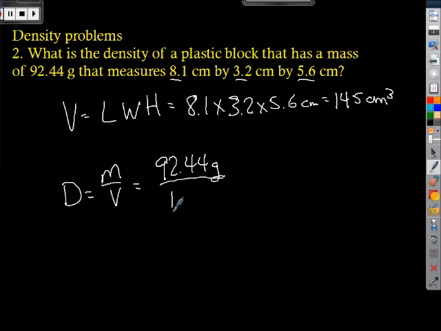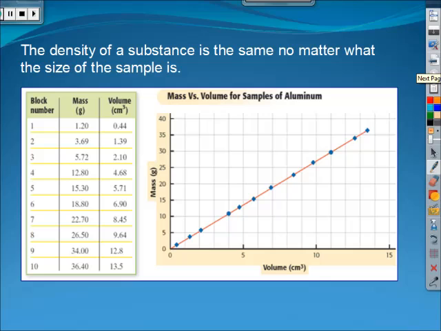Okay, if you are back with me, I'm going to figure out the density of this object, 92.44 divided by 145, and I get the density of 0.63 grams per centimeter cubed. And density of a substance should be the same no matter what size the sample is. Again, this is something that we're going to practice in class.